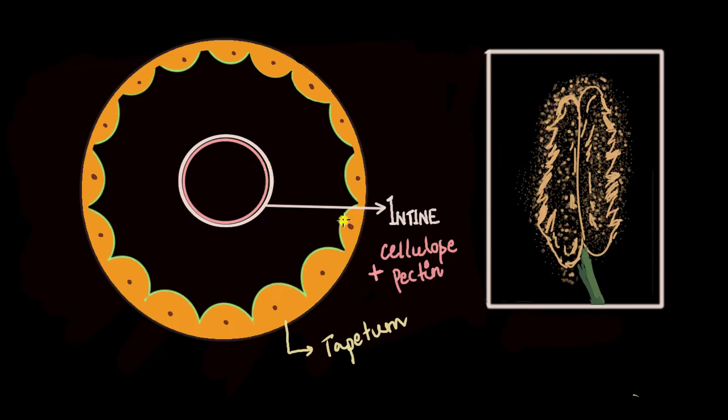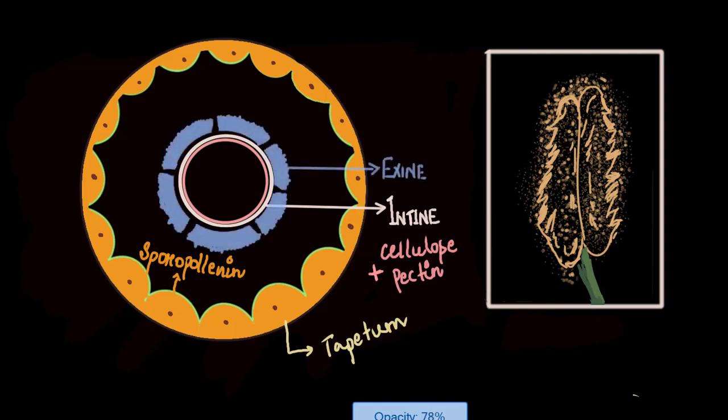Now, this tapetum layer, which is outside and provides nourishment to the growing cells inside, thinks that this intine layer is not sufficient for the microspores. So this tapetum layer now secretes a substance called sporopollenin. This sporopollenin aggregates around this microspore, producing another layer which we call exine. So this exine is secreted by this tapetum layer.